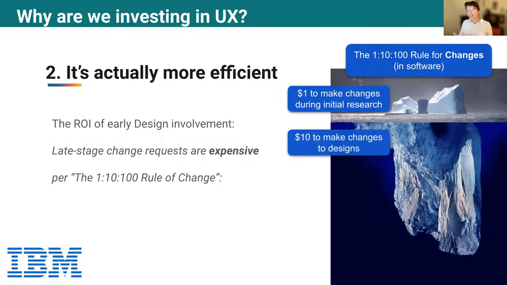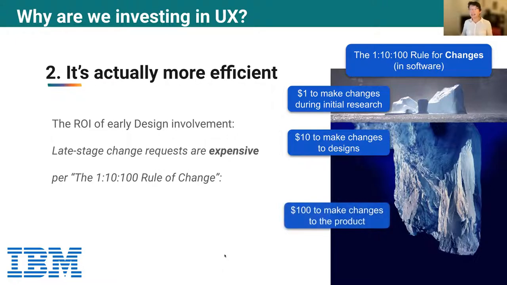So initial research is the cheapest place to make the change in the design. If you realize it later and you need to go back and tweak the design, it's a bit more expensive. But when it's the most expensive is when we didn't realize at the research phase or the design phase that there was something we did not account for, and we end up having to make the change in the software. And that is a very expensive way to do software development. It's much faster to realize things during a research phase rather than when something is already built.